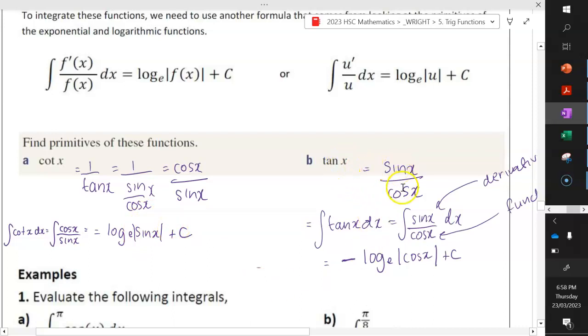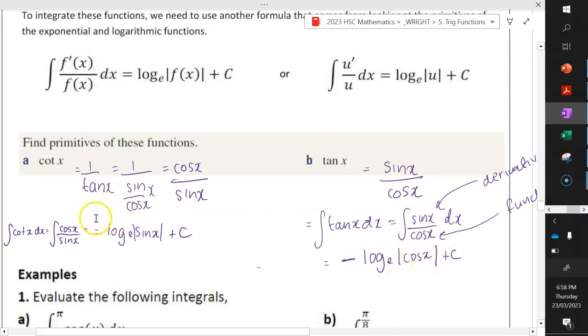We know tan of x is sine on cos, so when I integrate tan with respect to x, I'm integrating sine on cos. Now, cos is our function. The derivative of cos is minus sine. So I actually have minus log e of the absolute value of cos plus c.